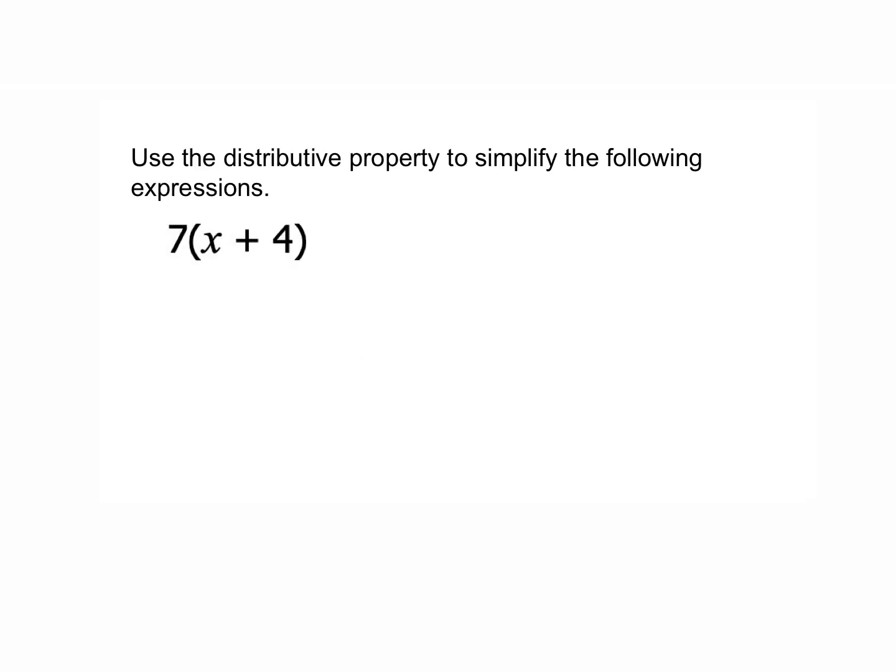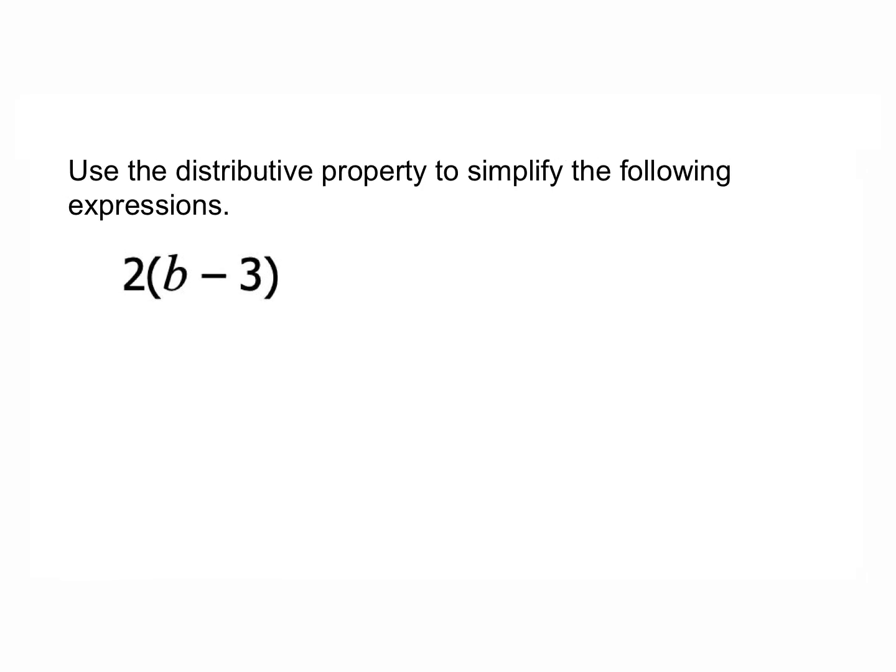Here we're going to use the distributive property to simplify this expression. So we're going to take this 7, we're going to multiply it by x, then we're going to also multiply it by 4. We're going to keep the addition sign. So we have 7x plus 28. That's it.